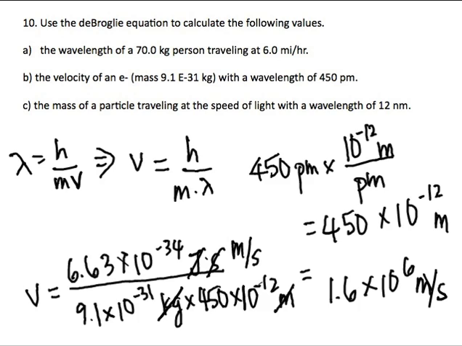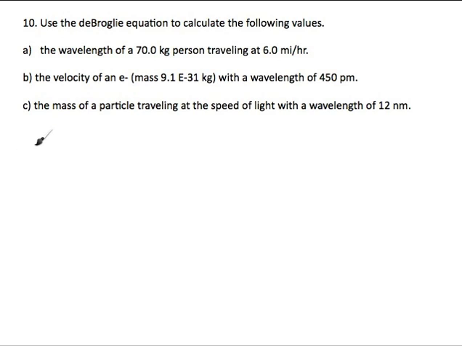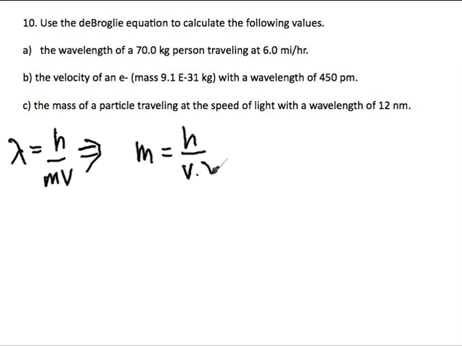Now for question C, we need to reorganize our de Broglie wave equation again, because now we need to calculate the mass. Therefore, we'll be left with mass equals h over v times the wavelength. Now, the units of the wavelength are incorrect. We need to convert nanometers to meters. So again, we can use dimensional analysis, and we will get 1 nanometer is 10 to the minus 9 meters.